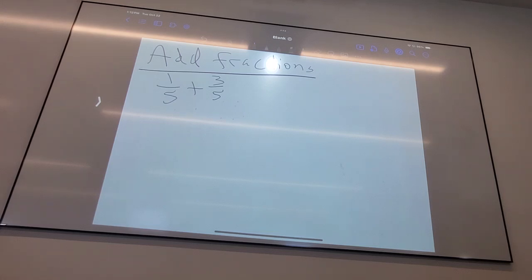What's a visual way you could do 1/5 plus 3/5? Like a geometric kind of approach. Region model kind of thing. Okay. So what did you guys do? Anybody? Yeah.